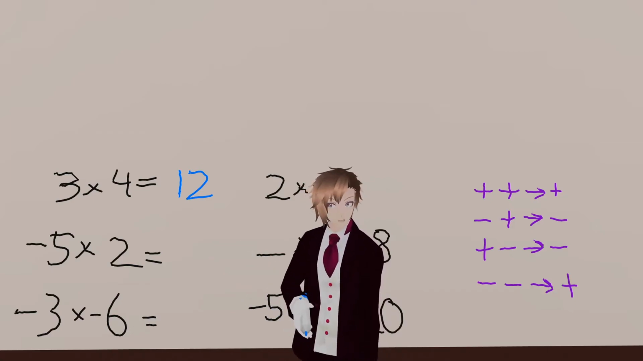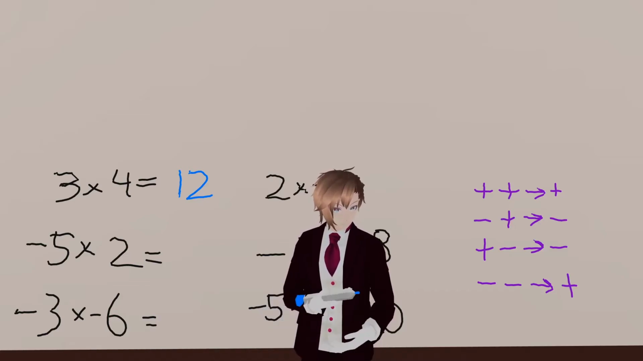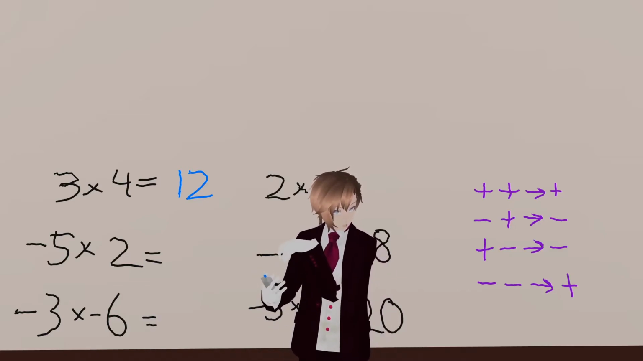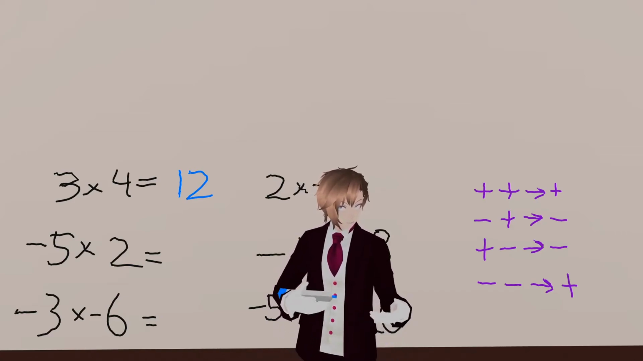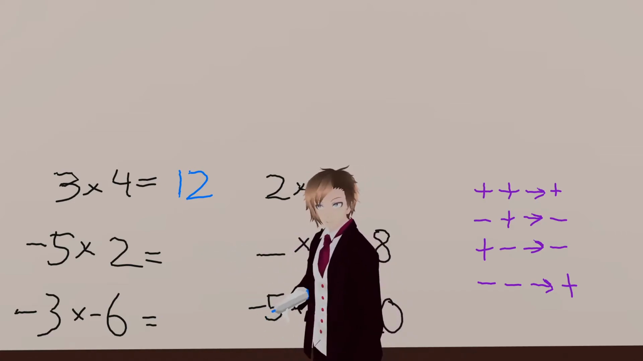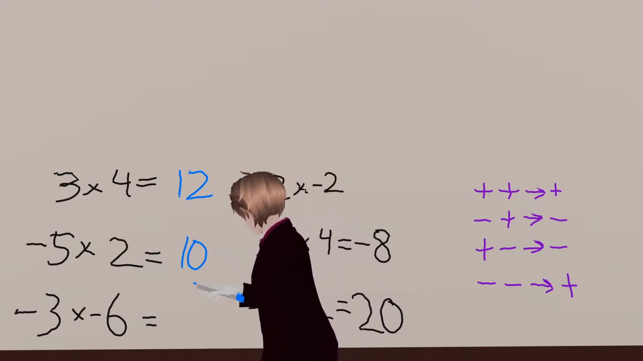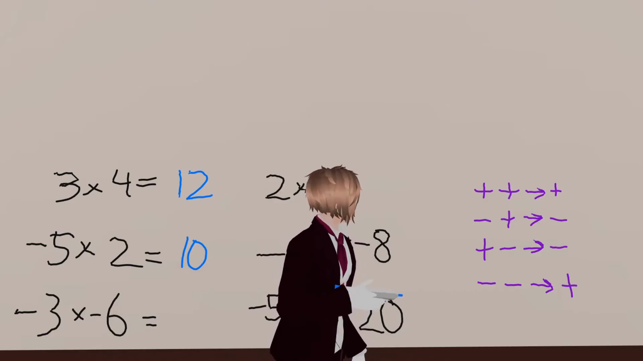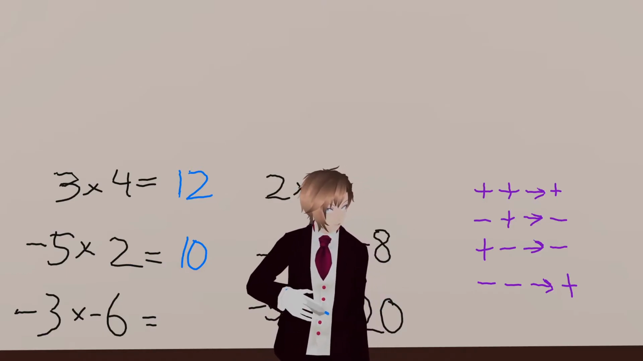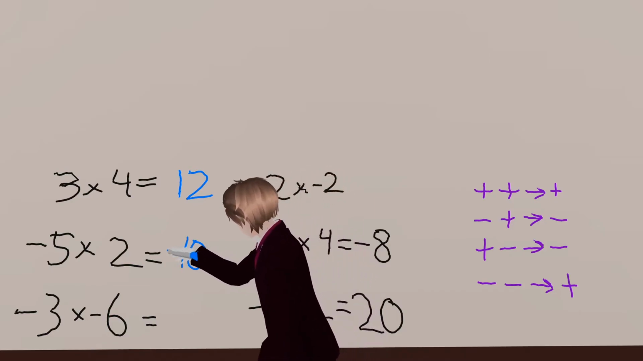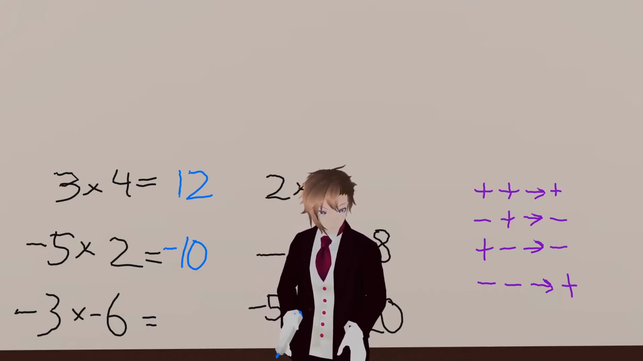So we're going to be taking away 5 groups of 2. And we are digging a hole, so we're getting much smaller because we're taking away lots of groups of 2. So 5 times 2 is 10. And a negative and a positive over there says we end up with a negative. As I just explained, we're digging a hole, essentially.